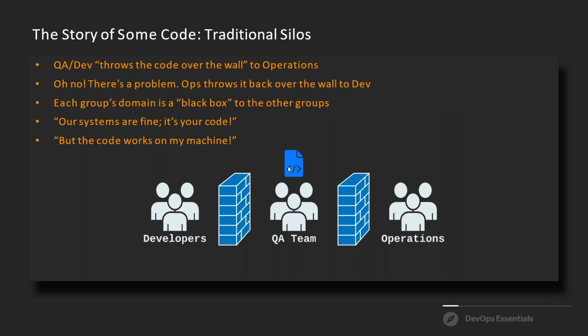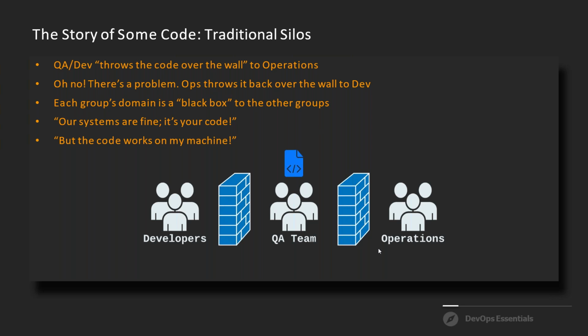Once it is ready for production, QA and dev throw the code over the wall to operations. Now, boss, we both have handled our things, now it's your turn. Now operations has to handle the deployment. So operations says there is a problem. Ops throws it back over the wall to dev, saying, hey, we are not able to install it. There are compatibility issues, our servers are not ready to run this, our operating systems, we don't have licensing. These kinds of issues come up.